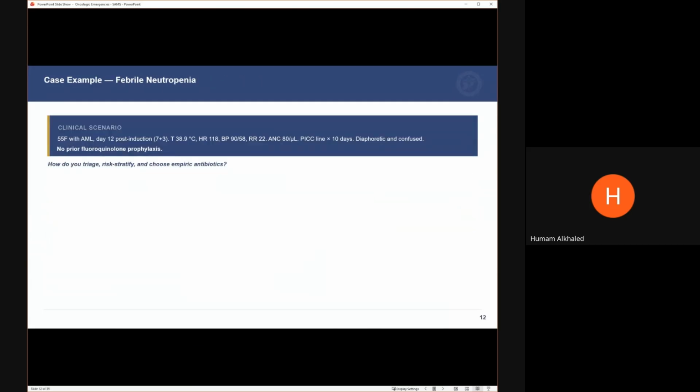Our case example for febrile neutropenia is a 55-year-old woman with AML. She's day 12 after induction chemotherapy of 7+3. She presents with a temperature of 38.9 Celsius, heart rate 118, blood pressure 90/58, respiratory rate 22, ANC basically 0, and she has a PICC line that has been in for 10 days. She's sweating and she is confused.